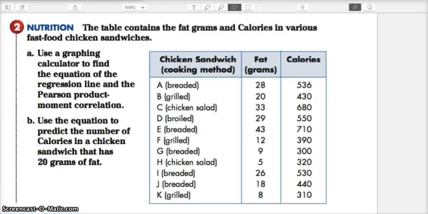In this last example, we'll be looking at using the calculator more to deal with our data. So the table contains the fat grams and calories in various fast food chicken sandwiches. And so we're going to first start off by using the graphing calculator to do something called a line of regression. And this is different in every calculator you're using. When I see you in person, we can talk about the type of calculator you're using. If you're not using Desmos, let's do that. But I'm going to quickly put this information into Desmos.